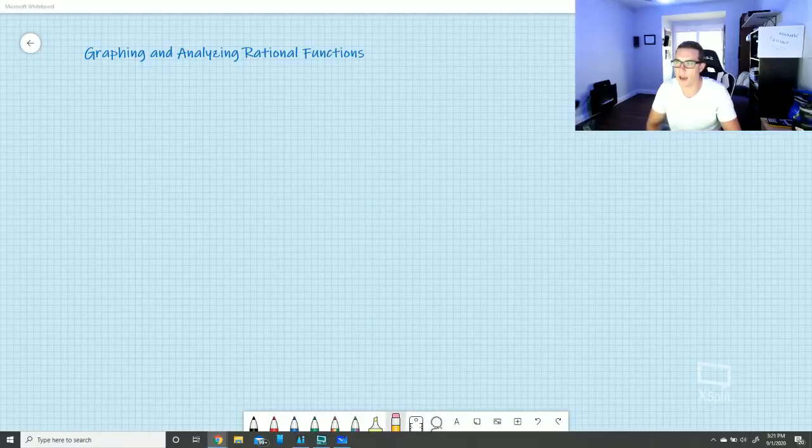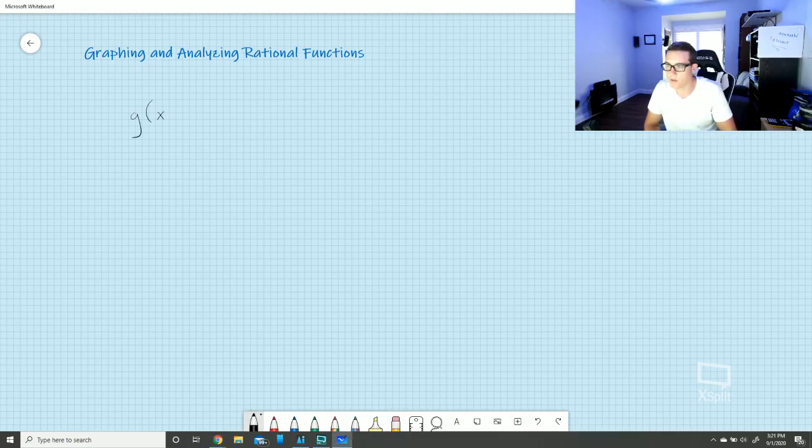So the one I want to look at, I'm going to call the first one g of x. So g of x equals a rational function. What does it mean to be a rational function? Well, it means you have a variable, your independent variable, in the denominator. It might be in the numerator too, but it definitely is in the denominator.